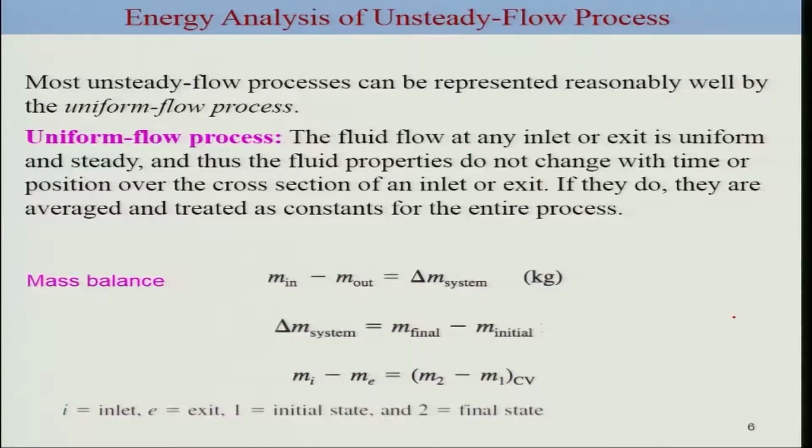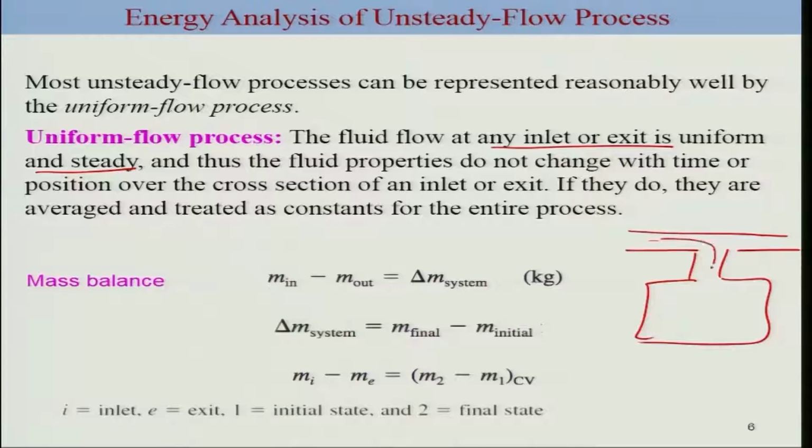The definition of a uniform flow process is the following: fluid flow at any inlet or exit is uniform and steady. For such a uniform flow process, which essentially means that, let's say you have a tank charging through a pipe, if this is our control volume, the properties here are uniform and steady, and thus we can approximate this unsteady flow process as a uniform flow process.